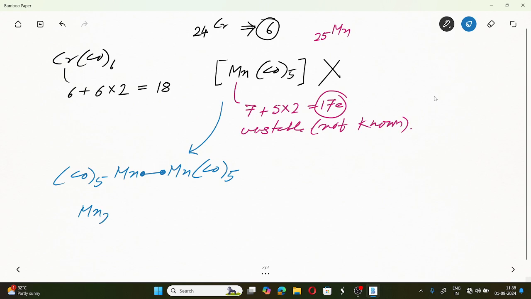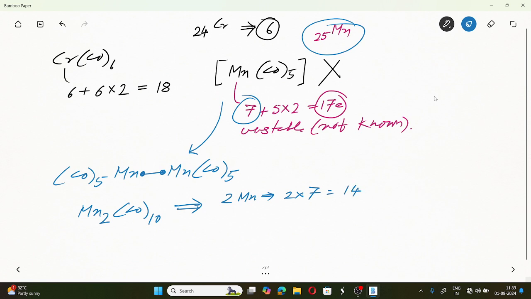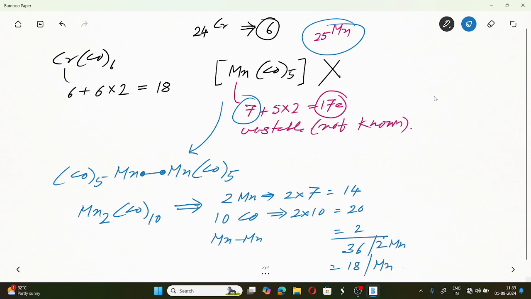Now, if you calculate the total number of outer electrons using the formula, for 2 manganese, 2 into 7 electrons is 14, plus there are 10 carbon monoxide, so 2 into 10 is 20, and there is a manganese-manganese bond which will account for 2 more electrons. So this becomes 36 for 2 manganese centers. So this is 18 per manganese center, and the 18 electron rule will be satisfied. Okay. So that is why Mn(CO)5 is not known, but it can readily undergo dimerization.